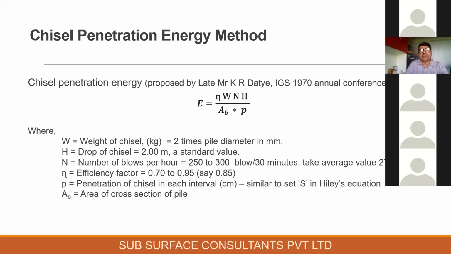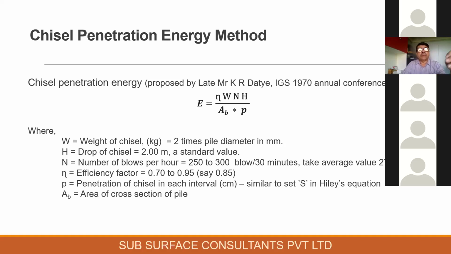The weight of chisel, we have already said, is 2 times the pile diameter in millimeters, which means that supposing I choose a 600 mm diameter pile, my required minimum weight of chisel will be 1200 kg, that is 1.2 tons. Supposing I'm going for a 1000 mm diameter pile, the weight of the chisel will be 2 tons. As simple as that. Then the height of drop, that is the drop of chisel, is maintained at 2 meters irrespective of the chisel weight. The third is the number of blows per hour. Sorry, there should be half an hour, 30 minutes.